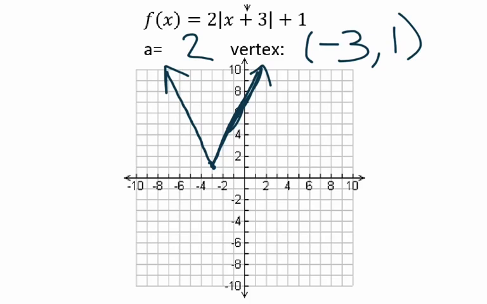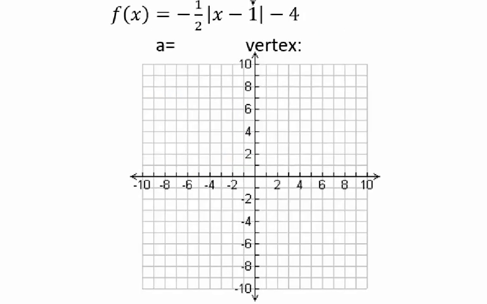Again, here you have to pay attention to that vertex to figure out your range. The domain is still all real numbers, but the range is going to be all real numbers greater than or equal to positive 1. Alright, for our last example, it has a negative sign out front, so we're going to end up having our absolute value open up upside down.